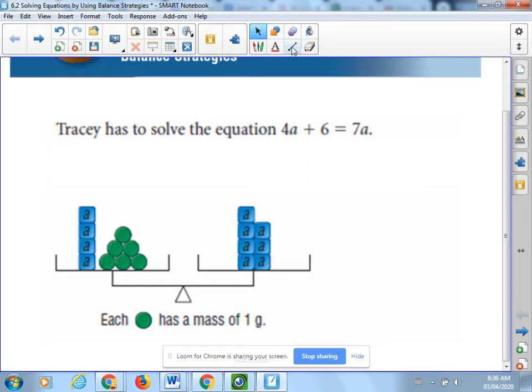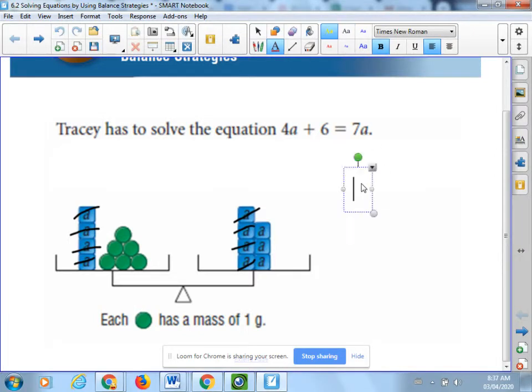So if I wanted to solve this, I would have to get rid of an a on this side, and an a on this side. For each that I remove on one side, I have to do the same thing for the other. This leaves me with 6 is equal to 3a. Anytime we have this, we have to get the variable by itself. The opposite of multiplying would be dividing, so I would split both sides into 3 groups, and that would leave me with 2 per group.